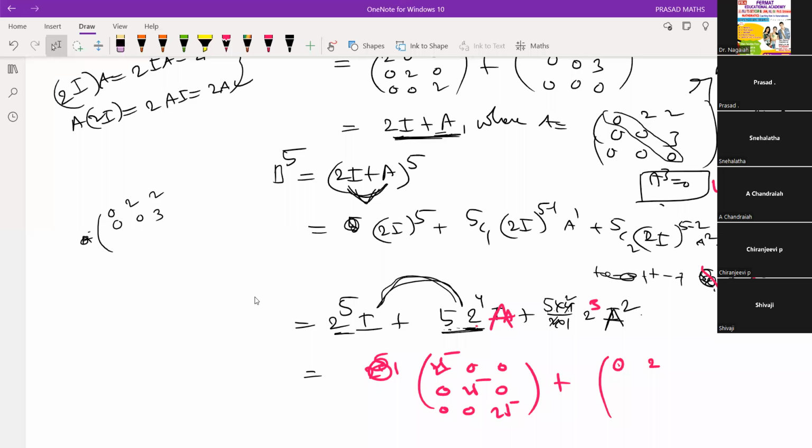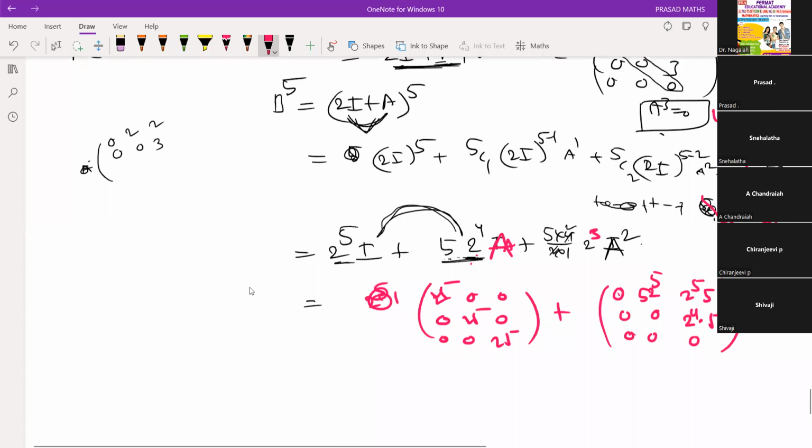So 2 power 4 into 2 means 2 power 5 into 5. Right? Next, 0, 0, 2 power 4 into 5, 0, 0, 0. Is it right? Plus A square, so 8 into 10 means 80, into A square. What are you getting for A square?